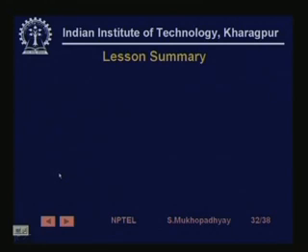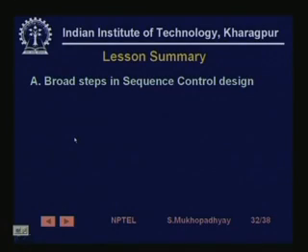So we have come to the end of the lesson. In this lesson, what have we learned? We have learned the broad steps in sequence control design, and these are very important. First of all, identify the inputs and outputs, then very critically study the system behavior, look at the requirements for manual control, operator safety, faults, etc., and then try to formalize this description.